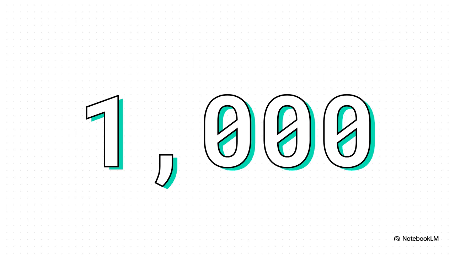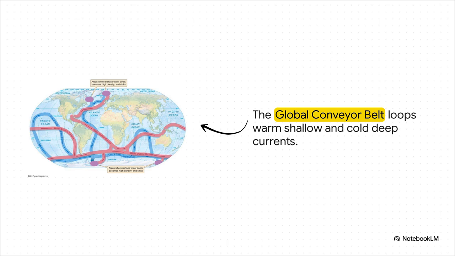Because this incredibly dense water is just creeping along the bottom of the basins, it takes a staggering 1,000 years for a single parcel of water to complete one full cycle. Seriously, let that sink in. Water plummeting to the ocean floor today won't see the sunshine again until the year 3024. That epic 1,000-year journey? That's what we call the global conveyor belt.